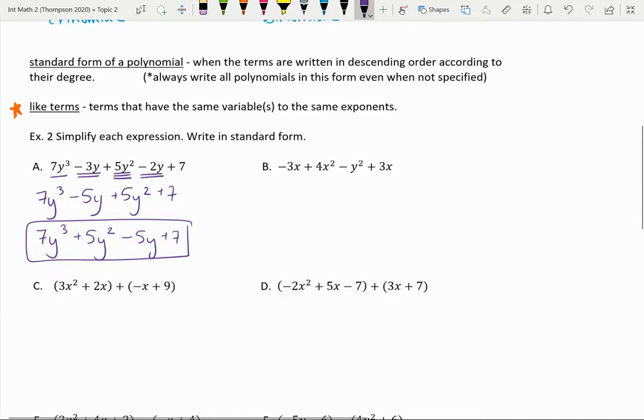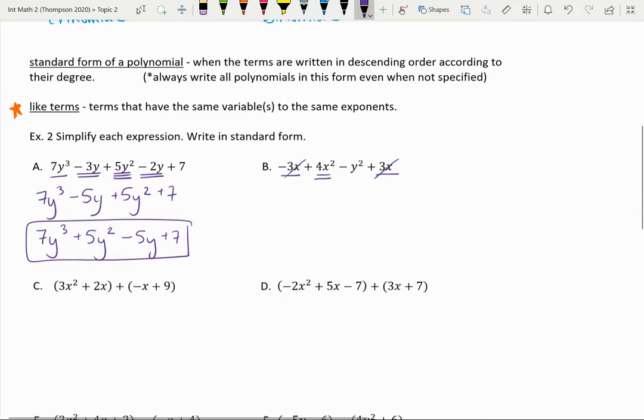Okay. For b, I've got minus 3x. Anything else with an x? x plus x squared is not the same. Minus y squared plus 3x. So let's see. Minus 3x plus 3x gives me, actually those cancel. Okay. Then I have a 4x squared.